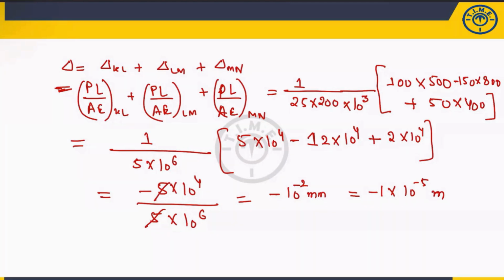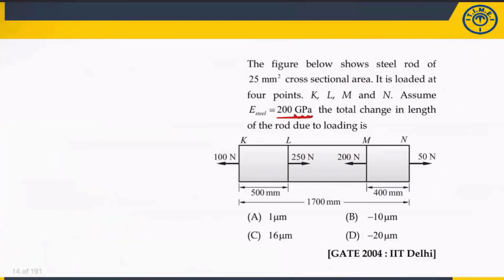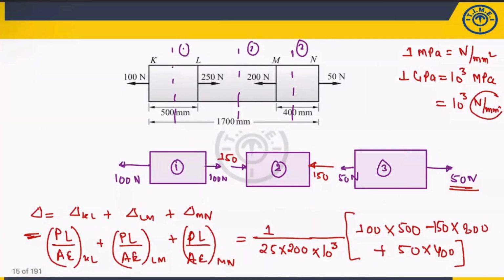So if I want to convert into micrometer, what is the answer? Minus 10 micrometer, because you know that 1 micrometer is 10 to the power of minus 6 meter. Okay, so this is 10 to the power of minus 5 meter. If you multiply by 10 and divide by 10, it will become 10 to the power of minus 6, and then you will get minus 10 micrometer. And your answer is correct, Jagan. The correct answer for this question is twice.